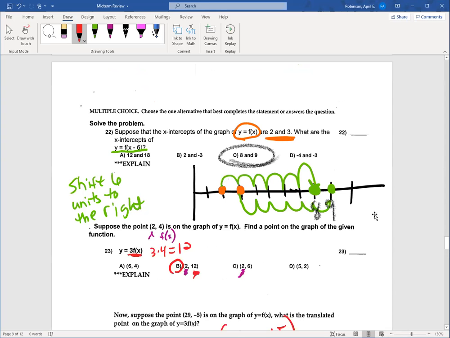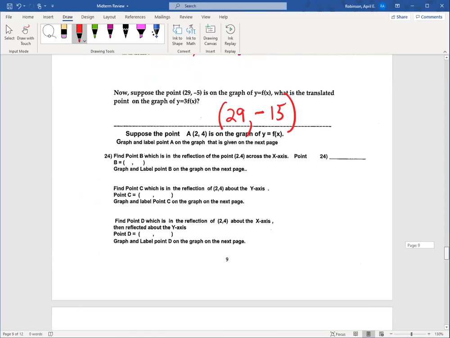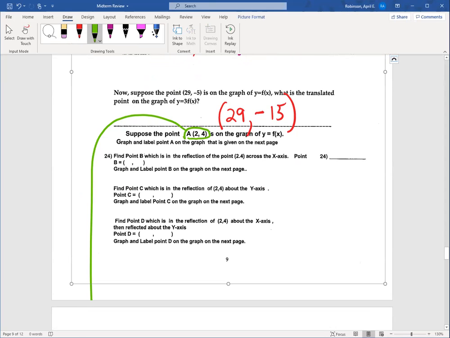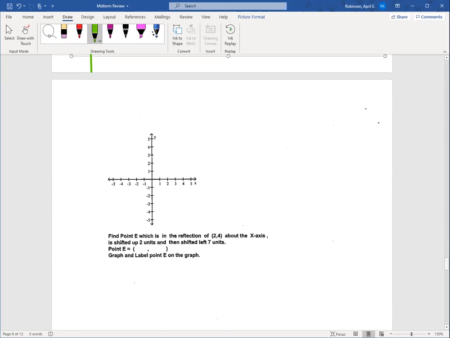What's this next part say? Oh, okay. Suppose point A is at 2, 4 and is on the graph of y equals f of x. Graph and label point A on the graph that is given on the next page. All right, so point A is at 2, 4. We're going to go down to the next page and look at that. If I can get my page, 2, 4. 2, 4, over 2, up 4. It's going to be right there. All right, so I did that.